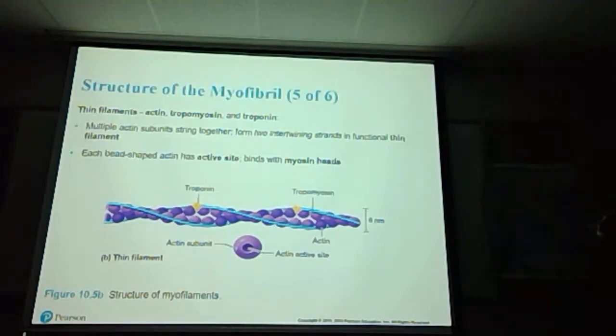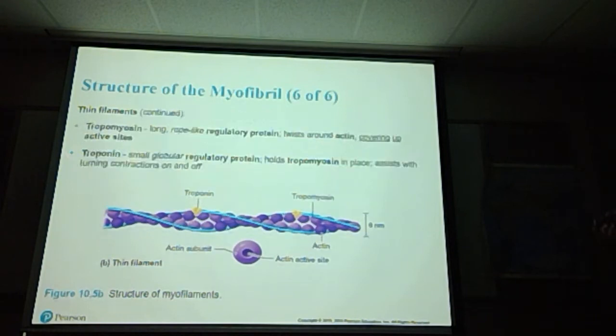Multiple actin subunits string together to form two intertwining strands in a functional thin filament. Each bead-shaped actin has an active site that binds with the myosin heads. The tropomyosin is the long, rope-like regulatory protein. That's the light blue one that's holding everything together. And then the troponin is the small globular regulatory protein, which holds tropomyosin in place and assists with turning contractions on and off.